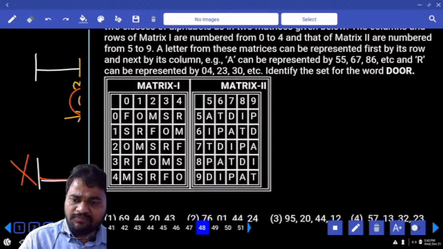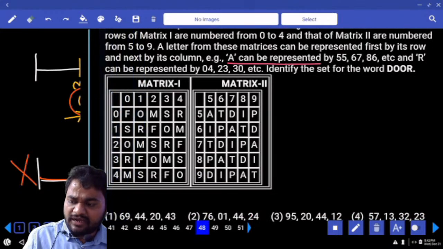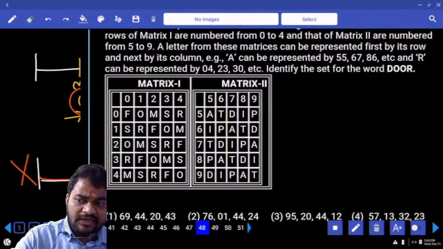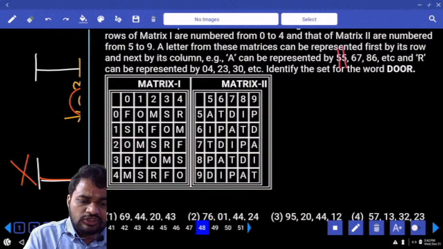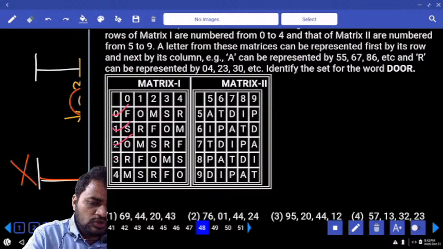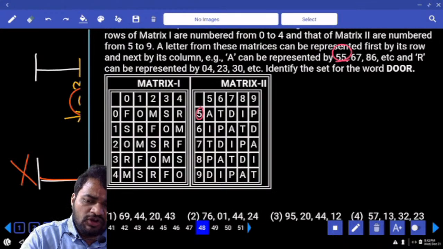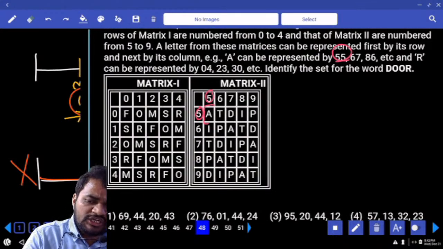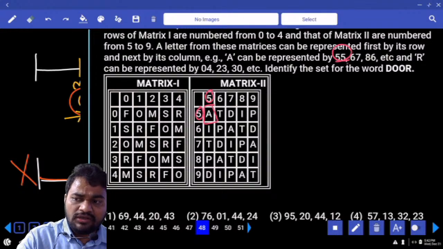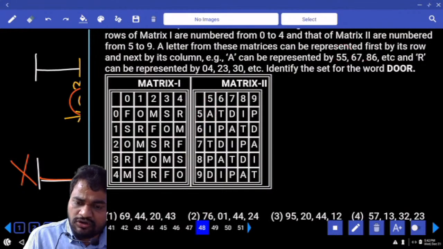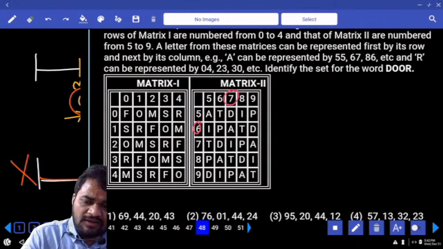That means here A can be represented by 5, 5. 5, 5 means first number 5, fifth row. Next number 5, fifth column. So, fifth row, here we have 0, 1, 2, 3, 4 are rows. 0, 1, 2, 3, 4 are columns. Right? So, fifth row, fifth column, intersection part is A. Here we have A. Sixth row, seventh column, intersection place is A.